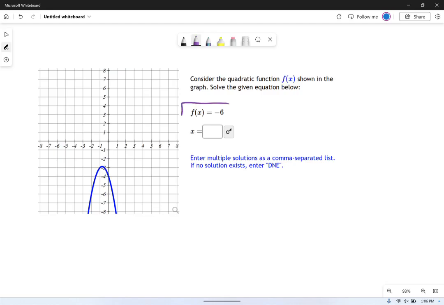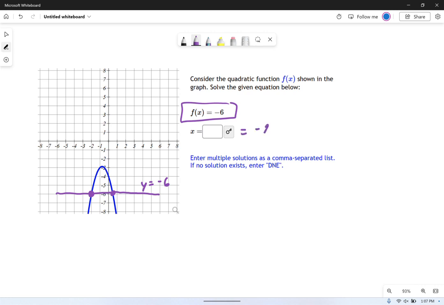It says f of x equals -6. So one thing you can do is make a line that says y equals -6. See, that's my line. Y equals -6. And I'm going to say, where does my function equal -6? In other words, where does it hit it? There's one spot right there. Here's one spot right here. So I have two solutions.